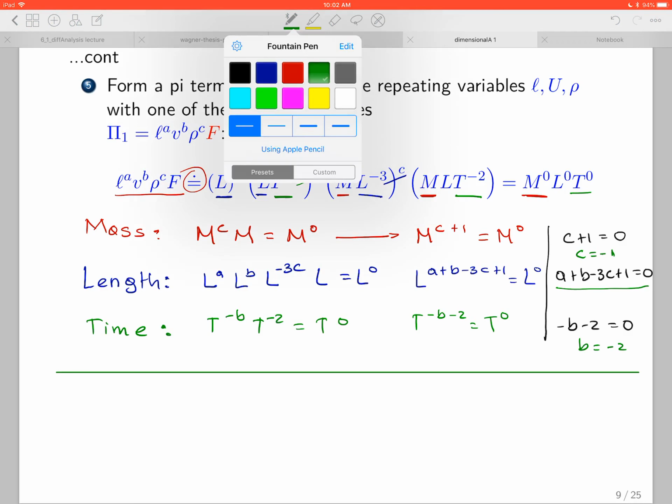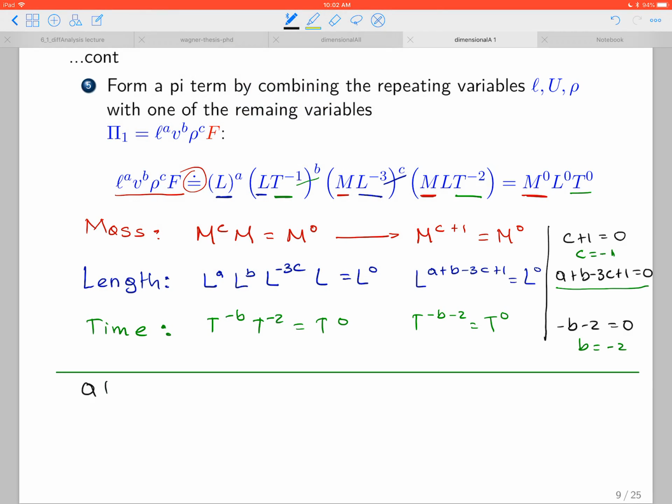So let me make a line here. So we have a plus b minus 3c plus 1 equal to 0. So a plus b, which is minus 2, minus 3 times c, and c is negative 1, so that's going to be plus 3 plus 1 equal to 0. So we have 3 plus 1, it is 4, minus 2, it is 2, and so therefore a is equal to negative 2.